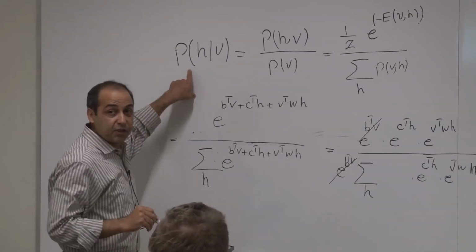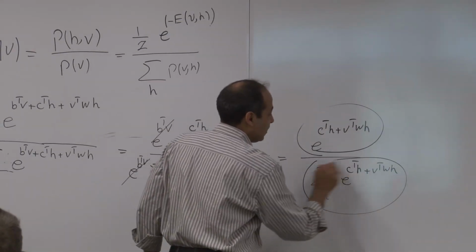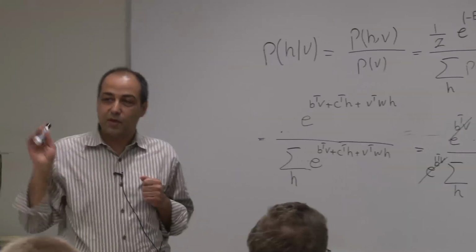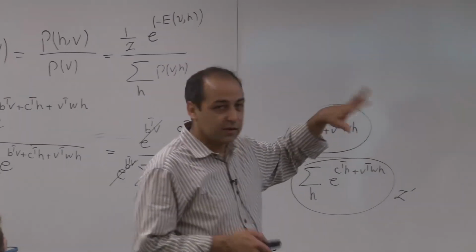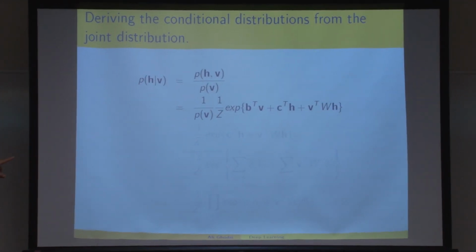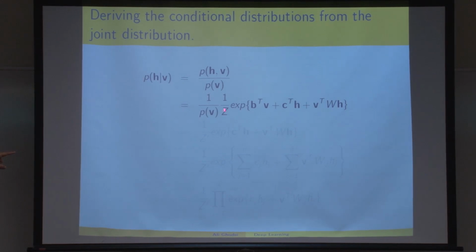So I can write the conditional distribution of H given V in this form, and this is going to be some Z prime, which is my partition function. Okay, you may think that we got rid of that partition function, but we have another partition function here to compute. But soon you're going to see how in practice we can actually compute this very easily. So those were the steps that we had: 1 over Z of this divided by P(V), and then it simplifies to e to the power of c transpose H plus V transpose WH divided by some Z prime.